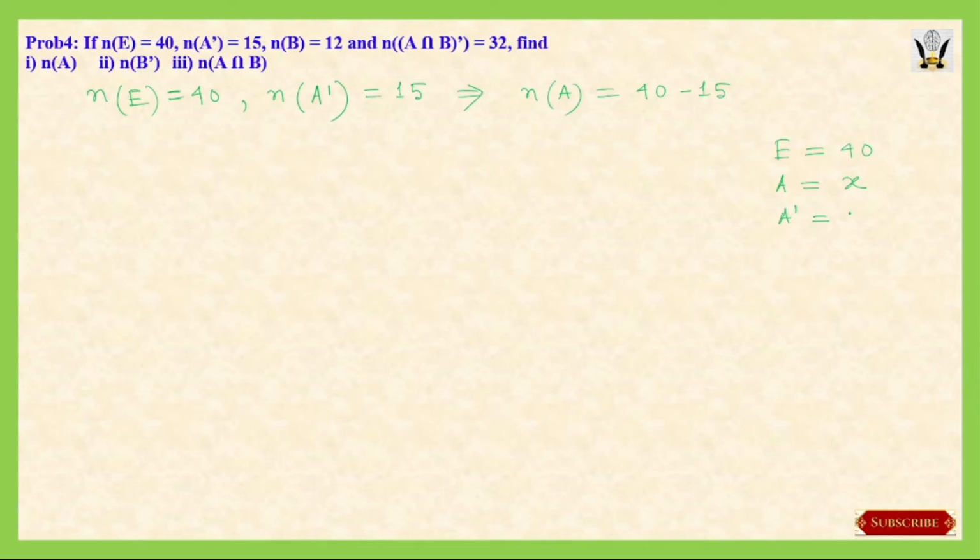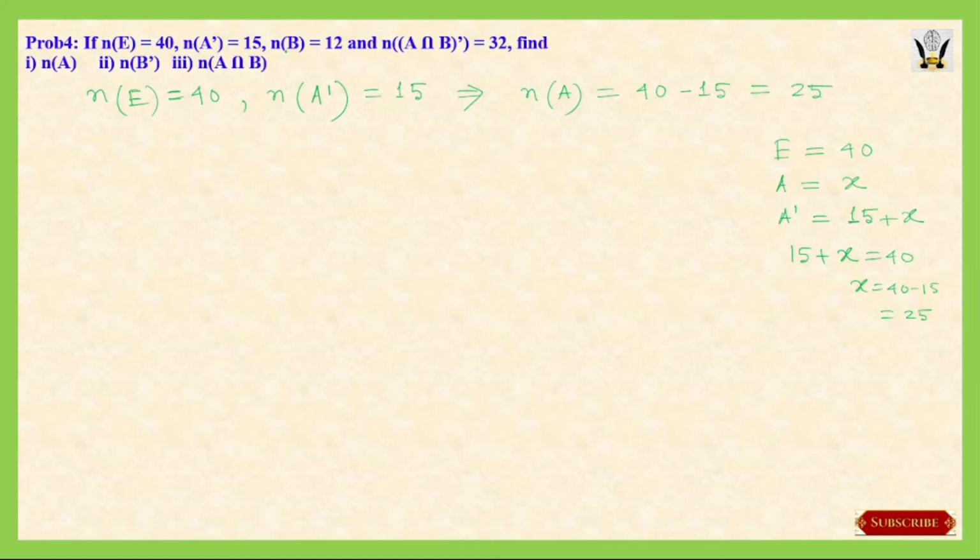That means if the complement of A is given as 15, then 15 is the number of elements which were left behind after forming the set A. So this many elements, and then if we add the number of elements which we took from E to form A, when we add these two they will count to 40. So 15 plus x will be equal to 40, and x will be 40 minus 15, which is equal to 25. So here the cardinal number of A will be 25.